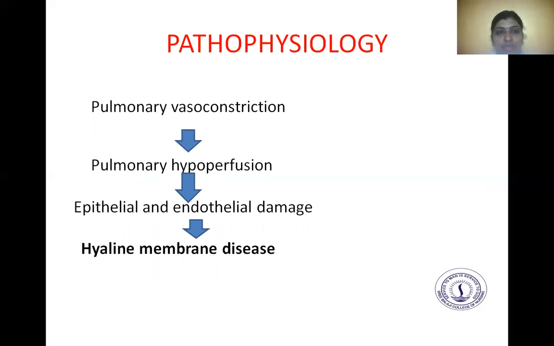Because of that acidosis, pulmonary vasoconstriction will occur. So it will lead to pulmonary hypoperfusion. Pulmonary hypoperfusion is decreased blood supply to the alveolar space. When there is decreased blood supply in the alveolar space, it will damage the epithelial and endothelial cells. Because of the damage to the epithelial and endothelial cells, it will cause RDS, that is hyaline membrane disease.